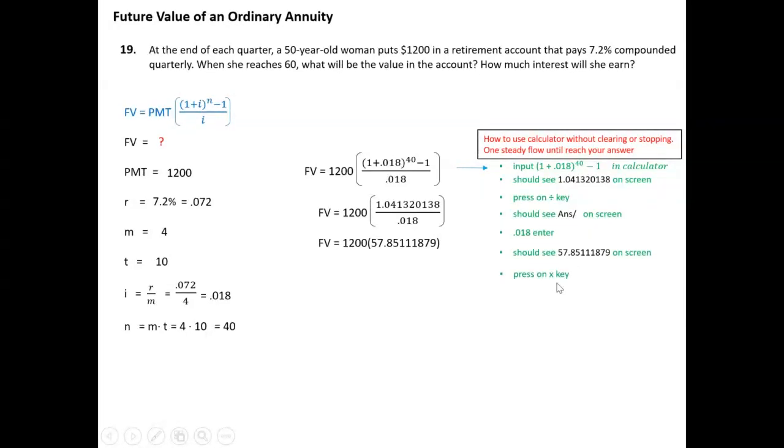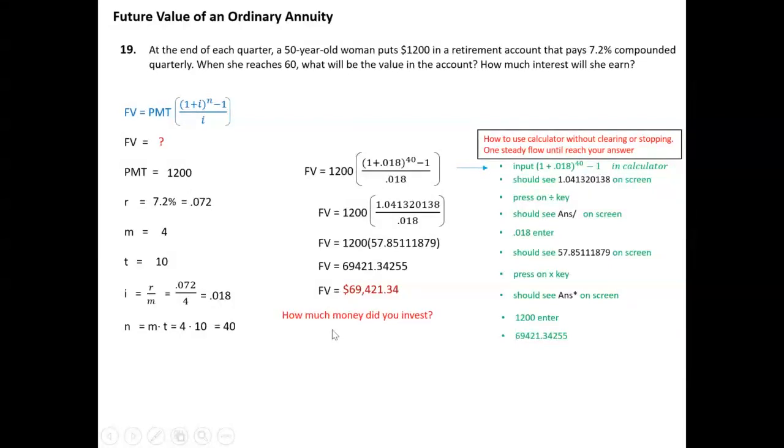Okay. Now we multiply. We're going to hit the multiplication key, and we're going to multiply by 1,200. So this is my answer, guys. It's going to be $69,421.34. So how much of it was interest?